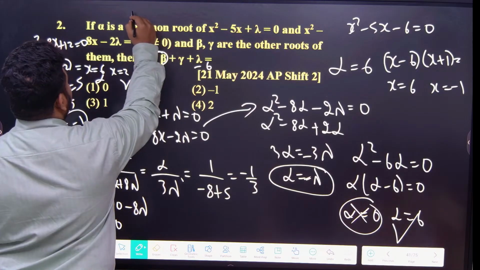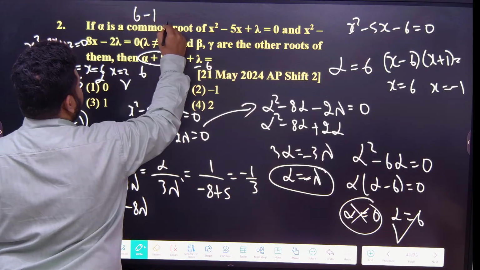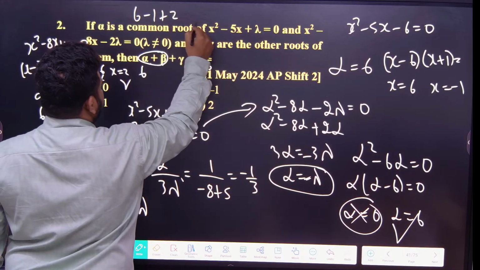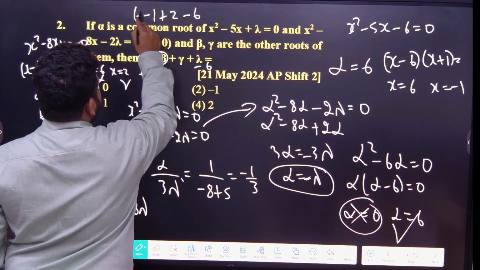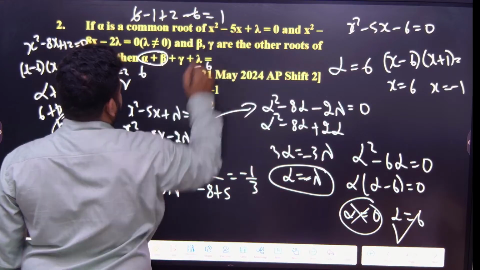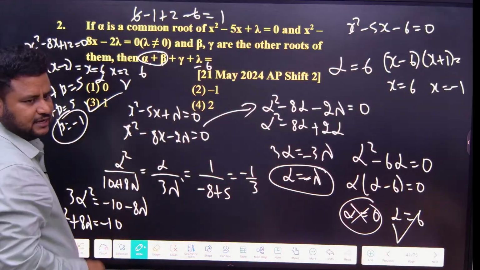So this will be what? Alpha is 6, beta is minus 1, gamma is plus 2 and minus 6. So the answer will be 1. Okay. Third option. Clear?